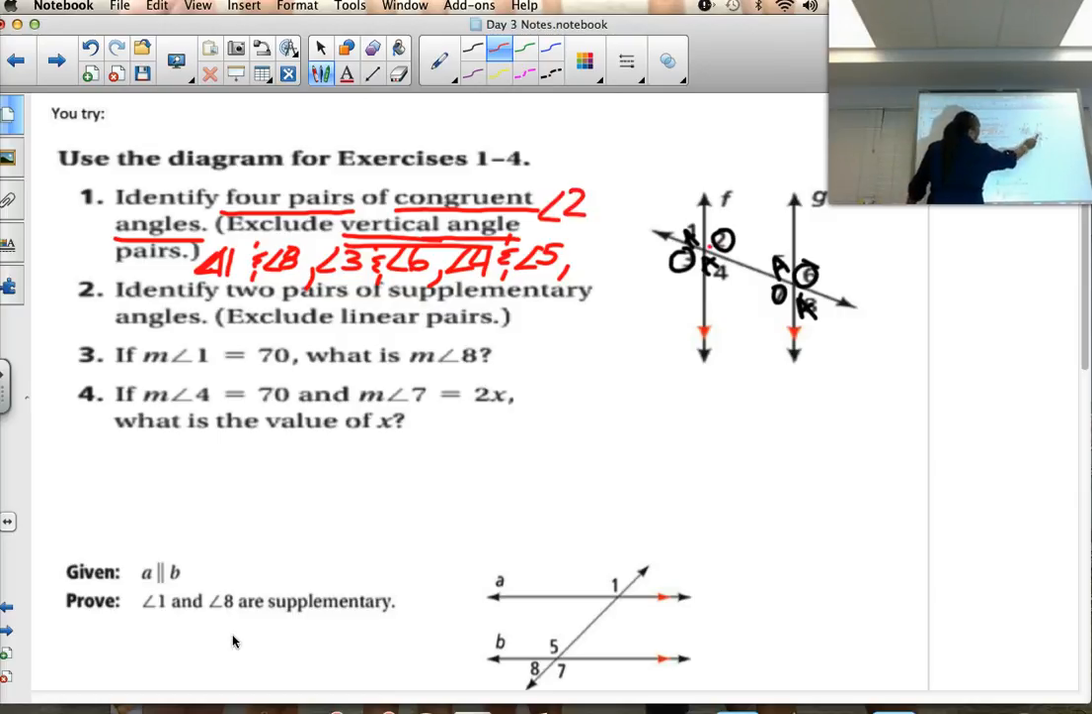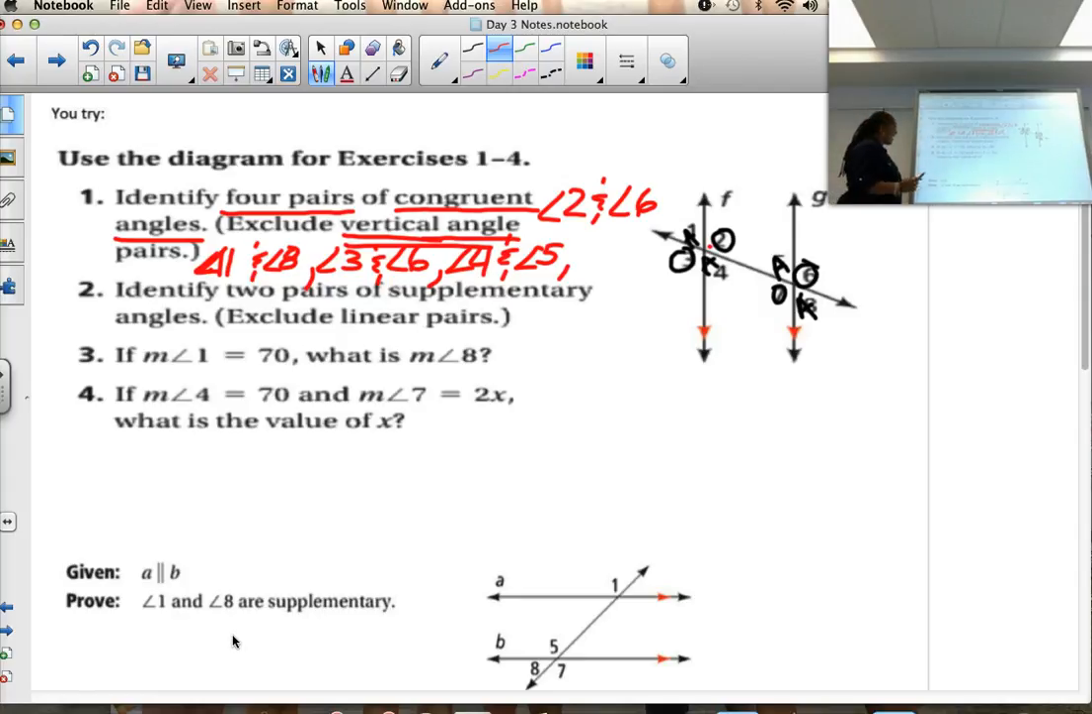Because there's 2 and 6. So basically, 3 and 6 are also congruent. Those are alternate exteriors, and we know they're congruent. So you just needed to list 4. You're looking to see if they're both A's or are they both O's.